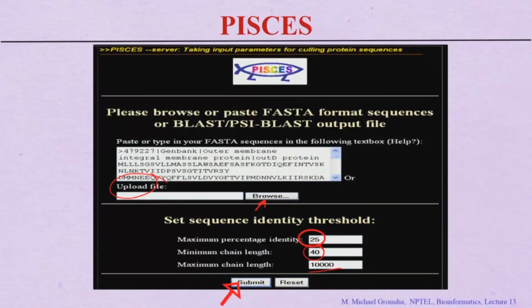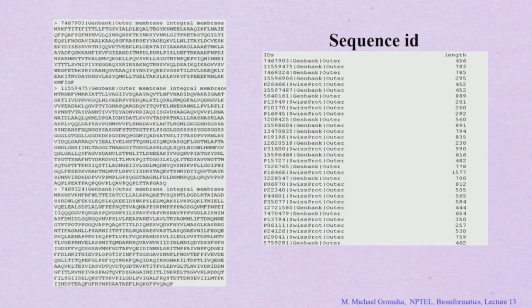Why do you need the minimum length? This can avoid considering the peptides; there are many short peptides, and in this case you can keep these peptides out of this non-redundant data set. Then the maximum chain length, that also you can specify for your calculation purpose. Then it takes all this information as input and if you submit, this will give you the sequences.